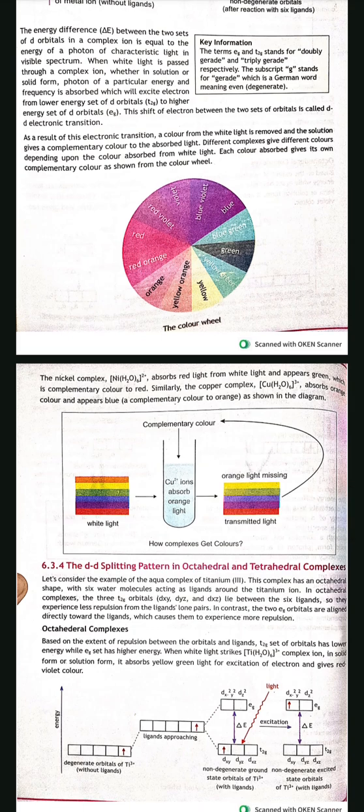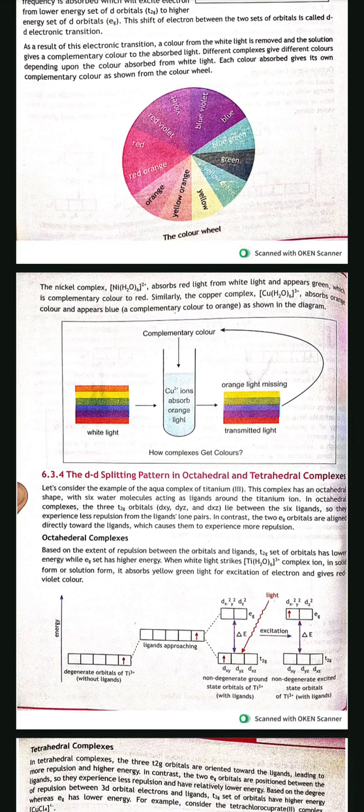Now we need to see the energy difference between the two sets of d orbitals, and it is equal to the energy of a photon of characteristic light in the visible spectrum. When white light is passed through a complex ion, whether in solution or in solid form, a photon of a particular energy and frequency is absorbed, which will excite an electron from the lower energy set of d orbitals to the higher energy set of d orbitals. This shift of electron between the two sets of orbitals is called the d-d transition. As a result, a color from the white light is removed and the solution gives a complementary color to the absorbed light.